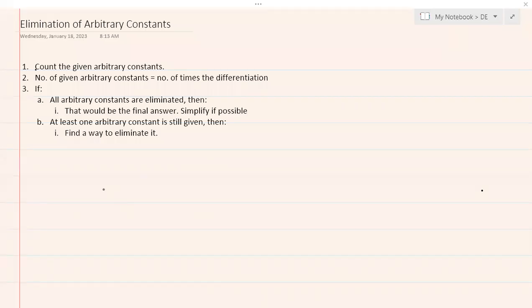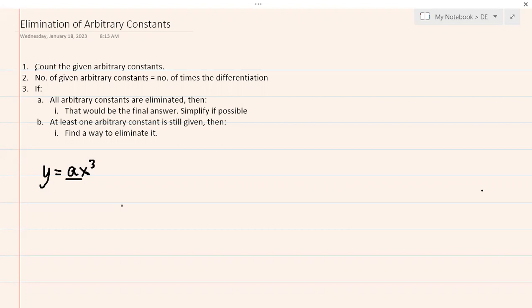So, dito naman tayo. We have y is equal to ax cubed. Okay? Now, let's eliminate the arbitrary constant. So, first step, count how many arbitrary constants. Ilan si arbitrary constant dito? Isa lang siya, di ba? So, that's only one. So, second step, the number of given arbitrary constants is the number of times the differentiation.